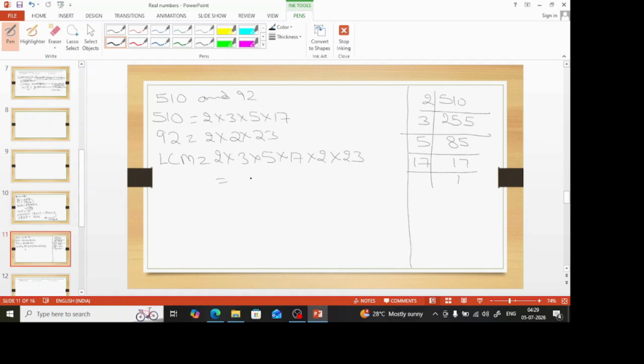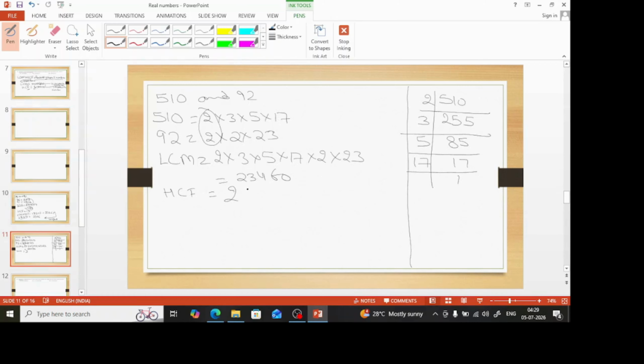So LCM will become, if we multiply all of them, 23460. Now we will calculate HCF. Which number is repeated? This 2 only. 3, 5, 17 are not coming. So HCF is 2.